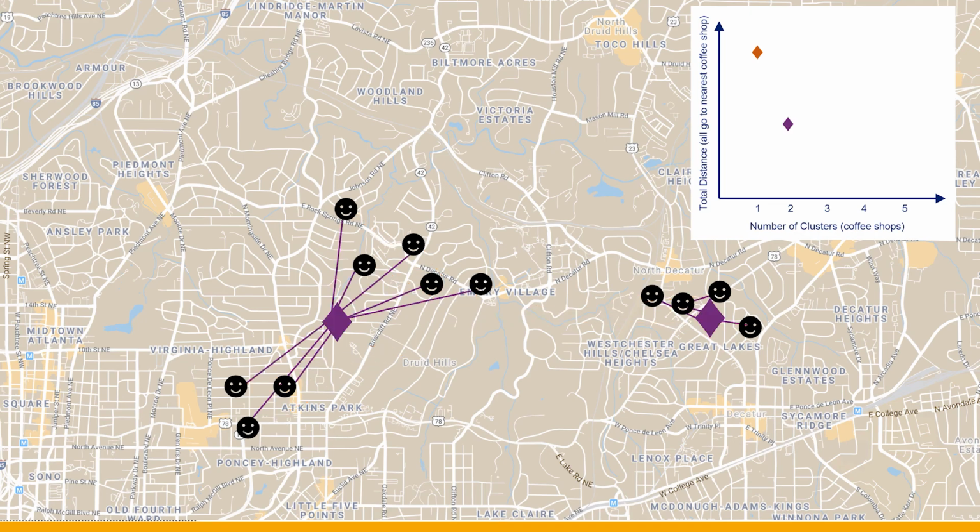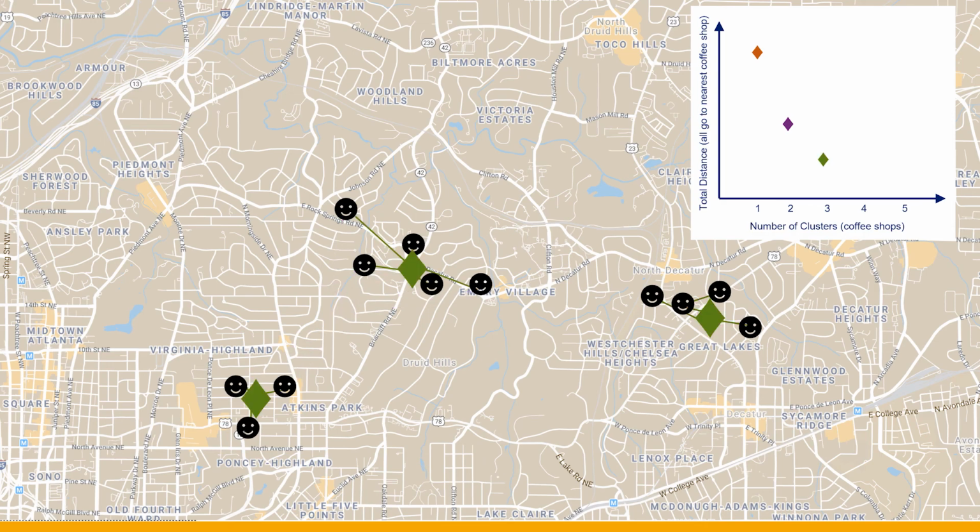Next, we consider the 2-cluster solution. The 2 stores are located such that they minimize the collective distance traveled by all the customers to their closest store. Going from 1 store to 2 stores, we significantly decrease the collective distance the customers have to travel. We add the total distance for 2 clusters to our plot in the upper right corner.